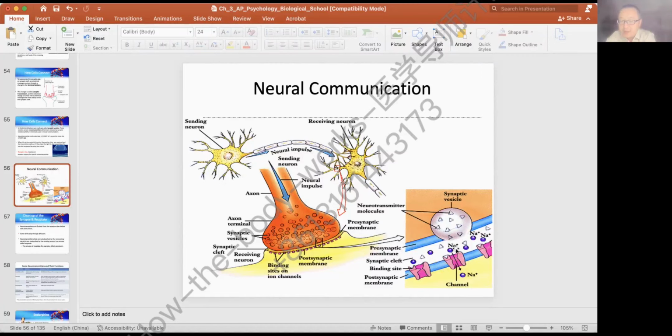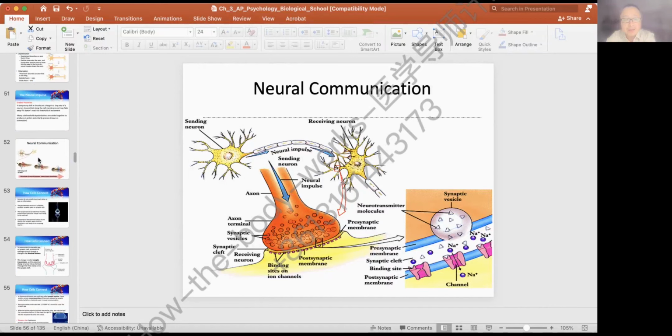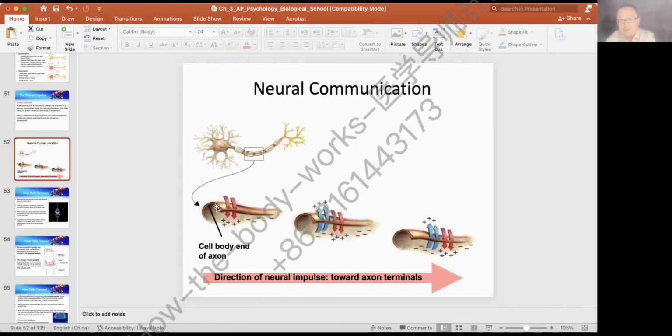So in this way, the sodium ion with positive electricity will get into the postsynaptic membrane, right? And then you can imagine thousands, millions of these sodium ions with positive polarity would get into the next nerve cell via the channel, right? As we have told, the influx of the sodium ion means the depolarization, right?